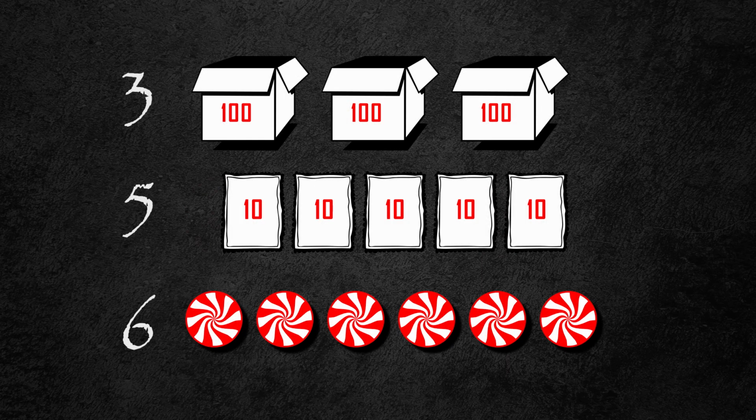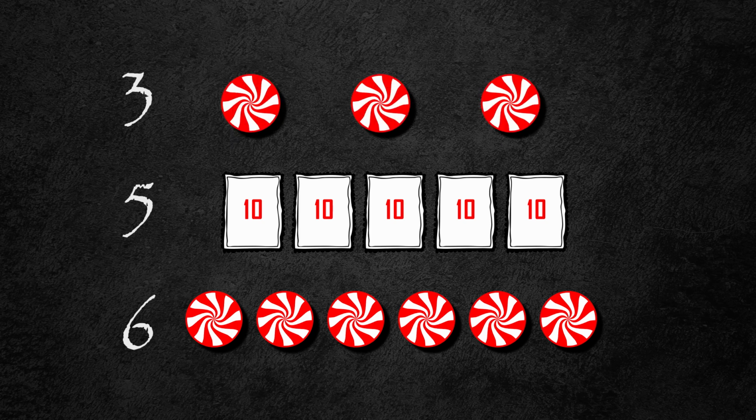Now let's consider a more complex example. Imagine that you have 356 candies, which consist of 3 boxes of 100 candies, 5 packs of 10 candies and 6 individual candies. We know that when one box of 100 candies is distributed, the remainder is 1 candy. So 3 such boxes will have a total remainder of 3 candies, 1 candy from each box.